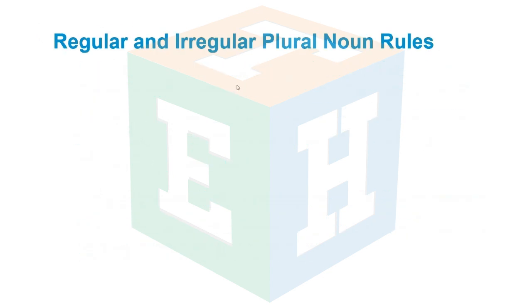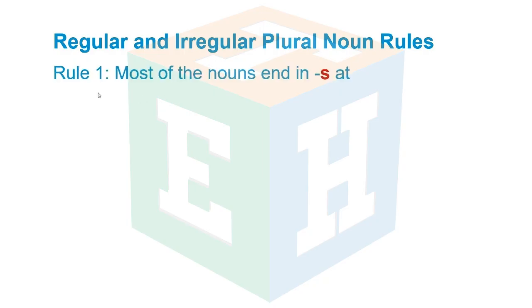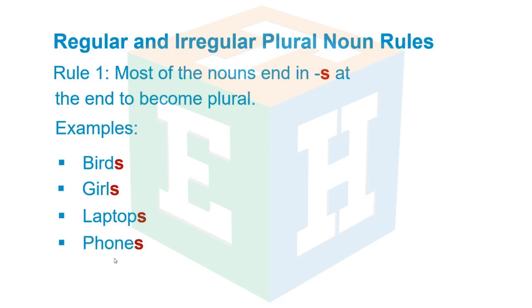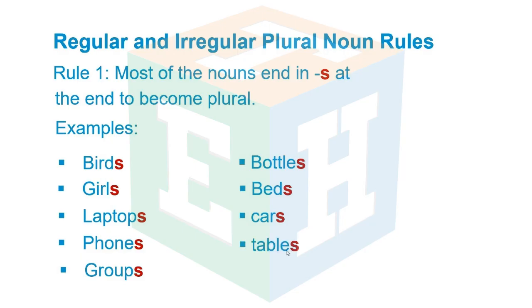Regular and irregular plural noun rules. Rule 1. Most nouns add S at the end to become plural. Examples: birds, girls, laptops, phones, groups, bottles, beds, cars, tables.